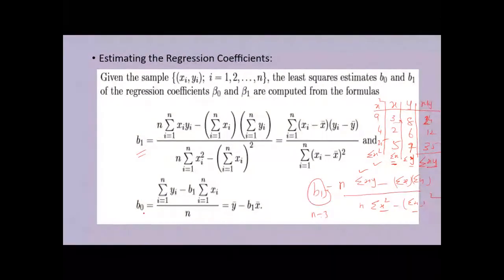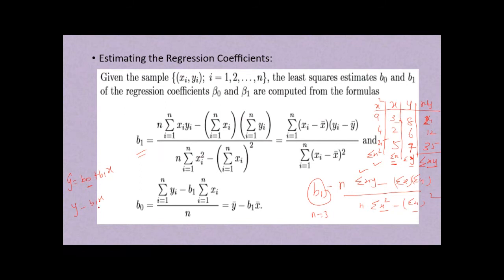Now what is b0? Remember the line, y cap is equal to b0 plus b1x. So if you want b0, it will be y minus b1x. The formula is looking like y minus b1 x, but it is not y actually, it is y bar, the average of y, and x bar, the average of x. So we write y bar is equal to b0 plus b1 x bar. That will give you the formula for b0.